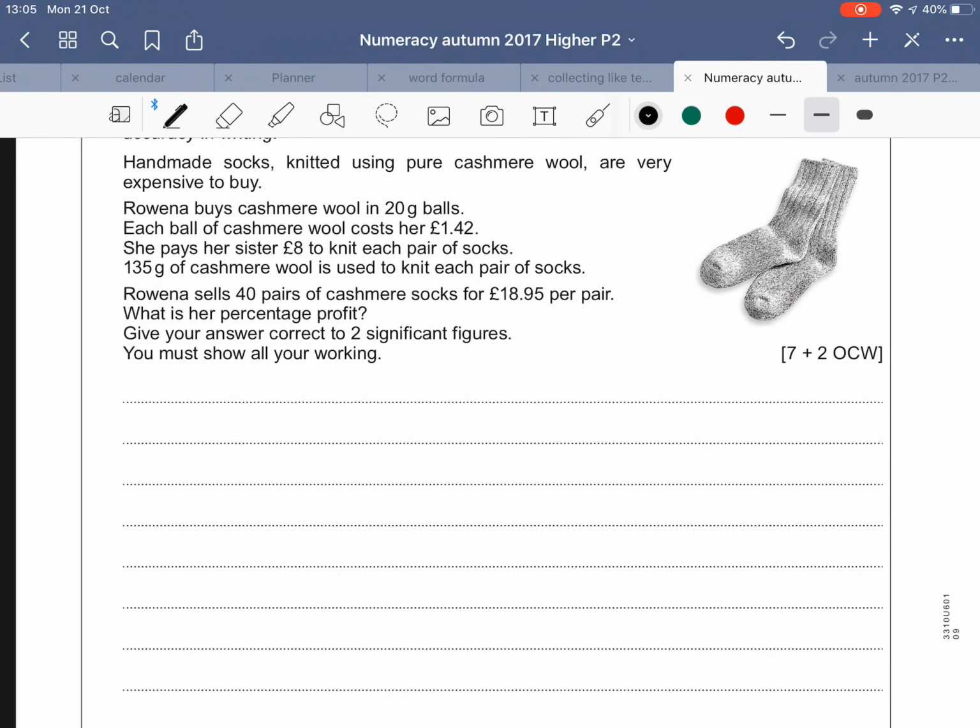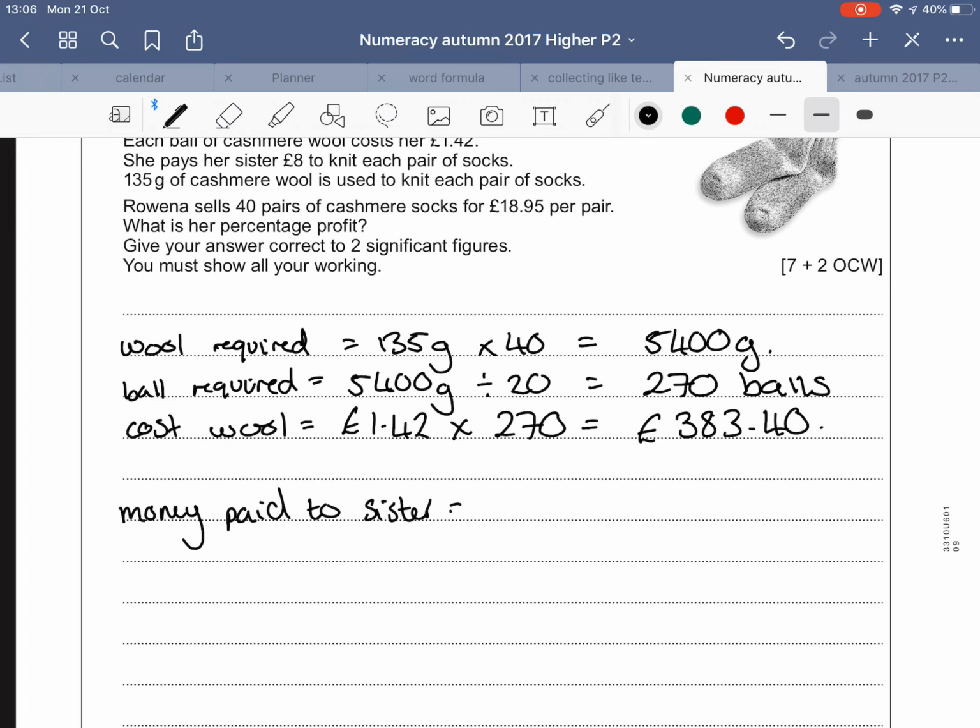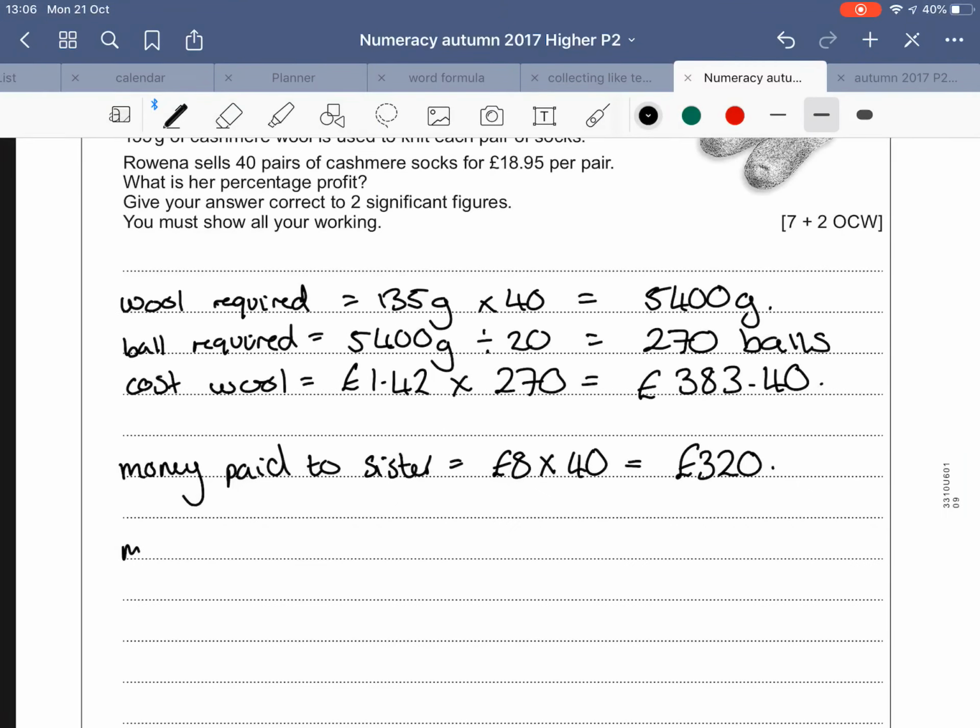Money paid to sister. Don't forget to label all these. These are OCW. She gave her sister £8 for every pair of socks, which is 8 times 40, which is £320. So money received.